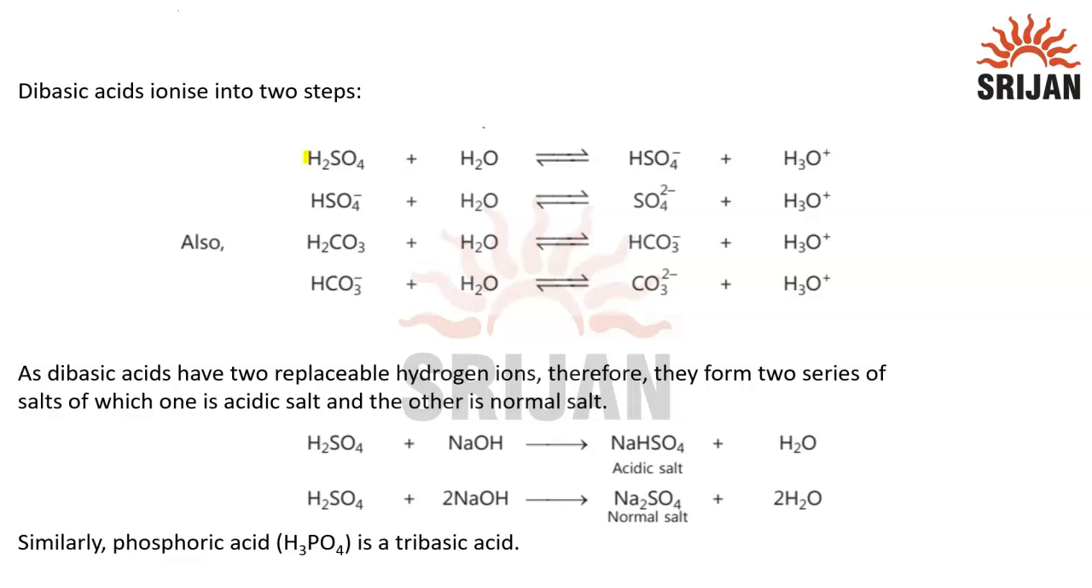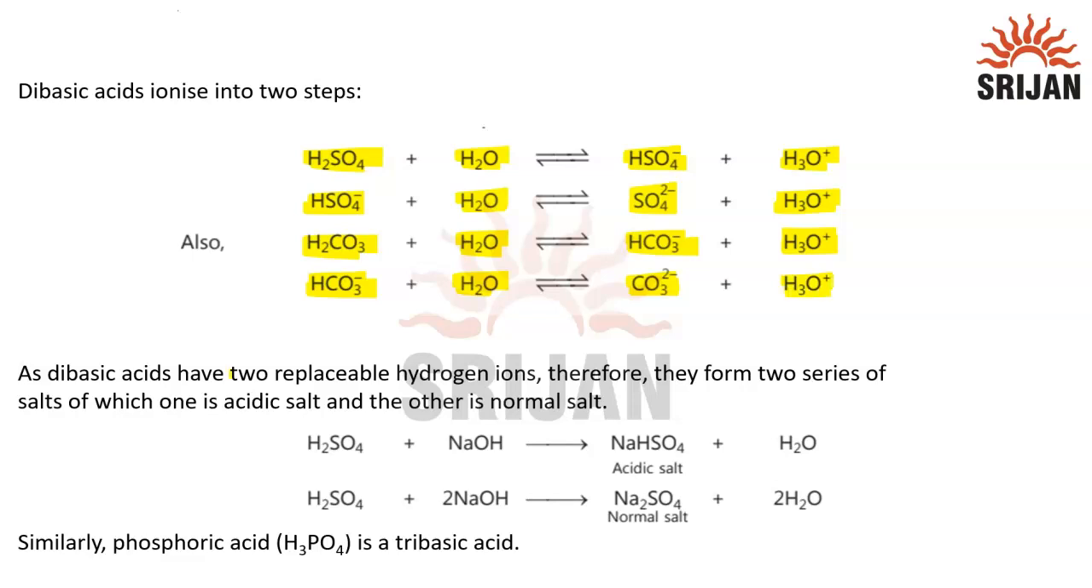The first one is H2SO4, which in aqueous solution first produces HSO4 negative and one H3O positive ion. Then this HSO4 negative further ionizes to give SO4 2 negative ions along with another hydronium ion. It is the same for carbonic acid: it first produces HCO3 negative ion along with the hydronium ion. Then this HCO3 negative ion in aqueous solution produces carbonate ion along with H3O positive.